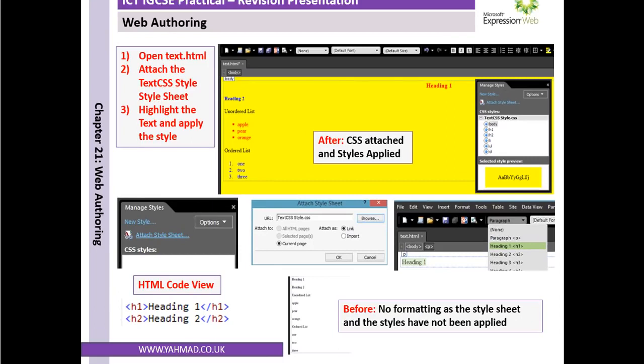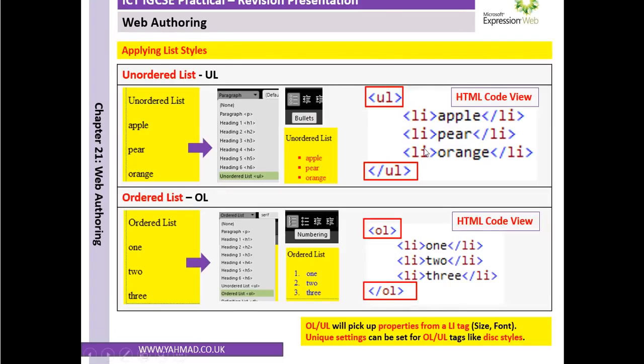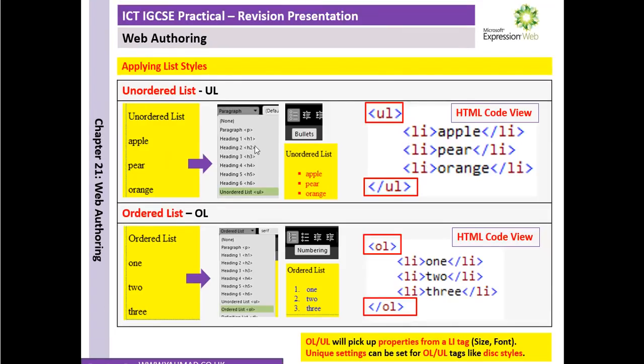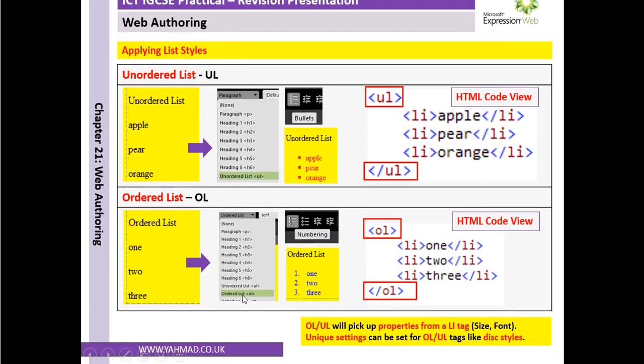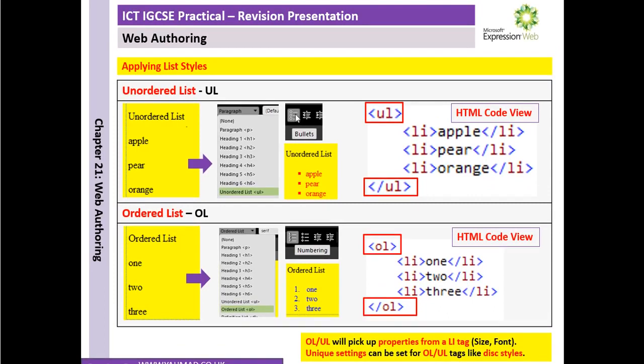Right, so let's have a look at the next slide now. So the unordered list, as mentioned before, there's two ways of applying an unordered list. Actually, there's three different methods. We can highlight the text, you can come up to paragraph, and you can select unordered list or ordered list. For the unordered list, you can also highlight the text and click on the bullet points. For the ordered list, you can click on the numbering bullet points.